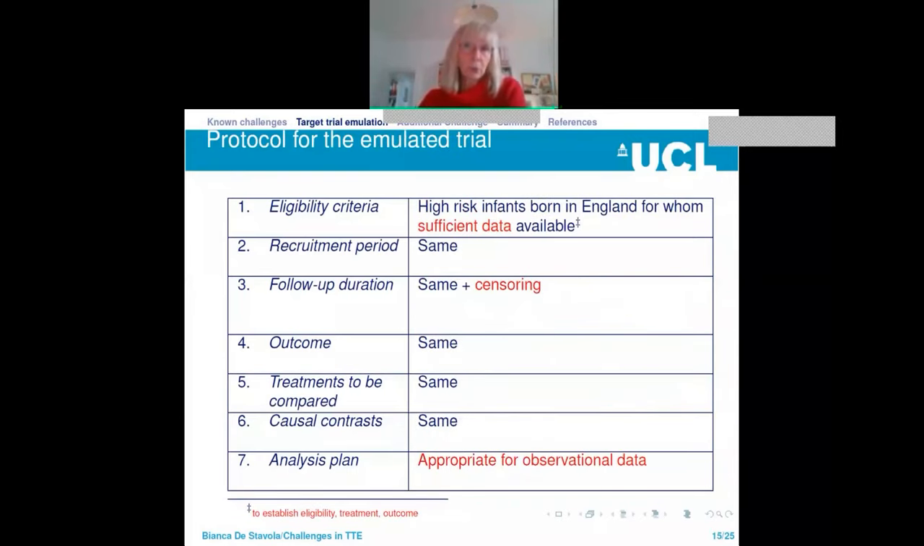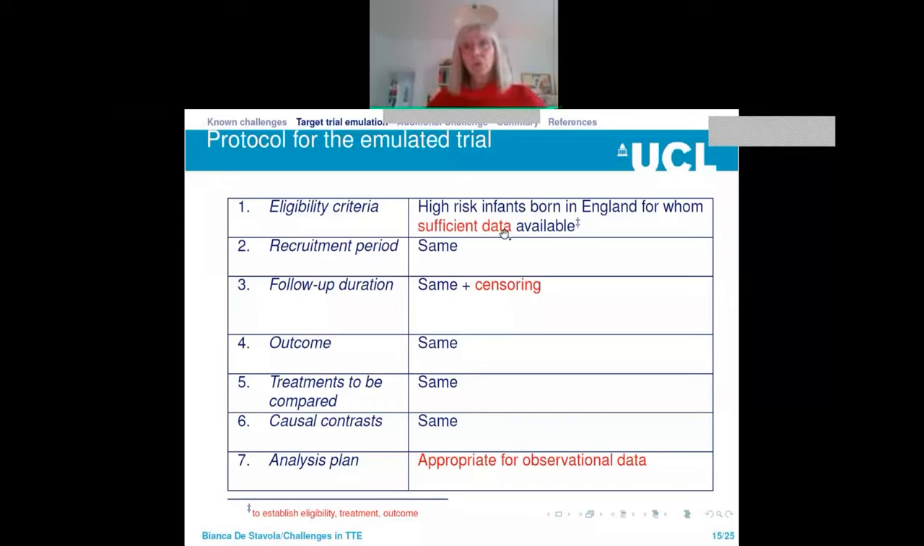How can we emulate this protocol? First, in red, I put the differences from the previous protocol. So eligibility criteria, obviously, it's high-risk infants born in England, for whom we have sufficient data, which means we need to have a linkage to the hospital for which we have prescribing data. We need to have also information on their eligibility from the HES, the hospital episode statistics. And as we say, one of the eligibility criteria is whether they have a heart or lung condition, but also whether or not they're premature. So the gestational age is information that needs to be available in order to define the population. So that's the first difference.